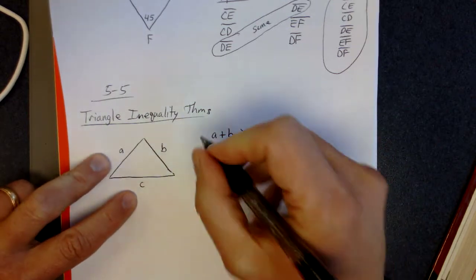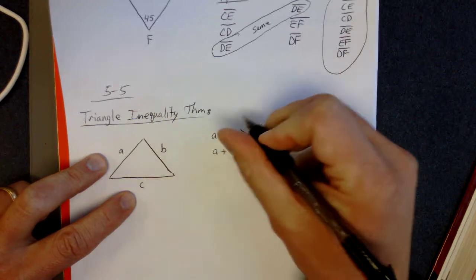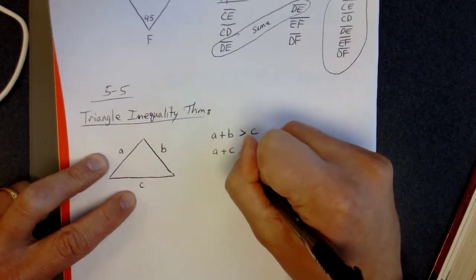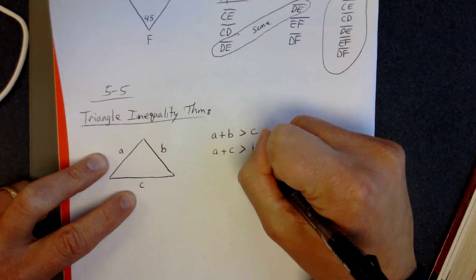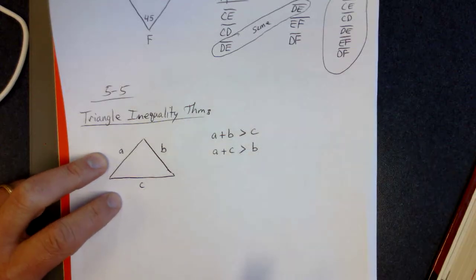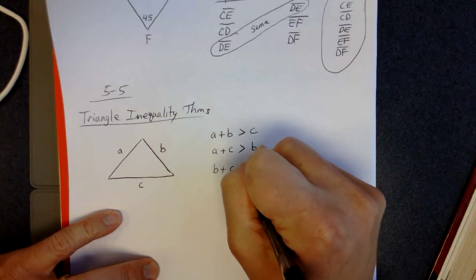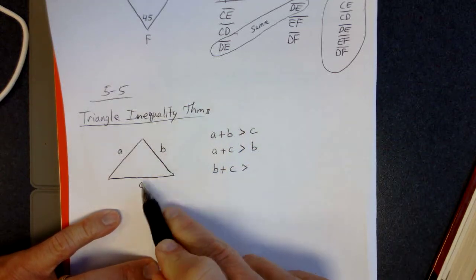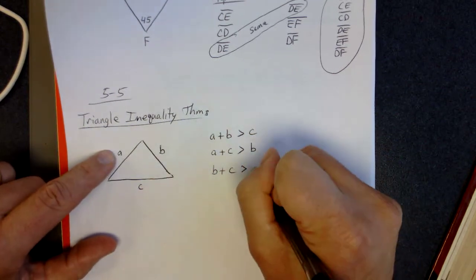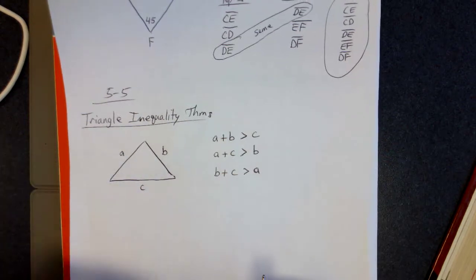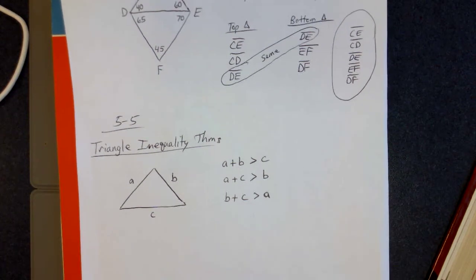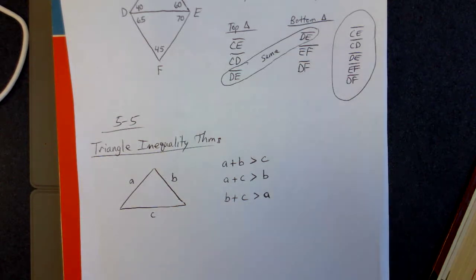If I decide to add A and C together, those two have to be bigger than the third side, which in this case would be B. And then our other option is to add B and C together first. If you add those two sides together, they have to be bigger than the third side, which in this case would be A. That's your triangle inequality theorem. If you add any two sides of a triangle together, they have to be bigger than the third side.